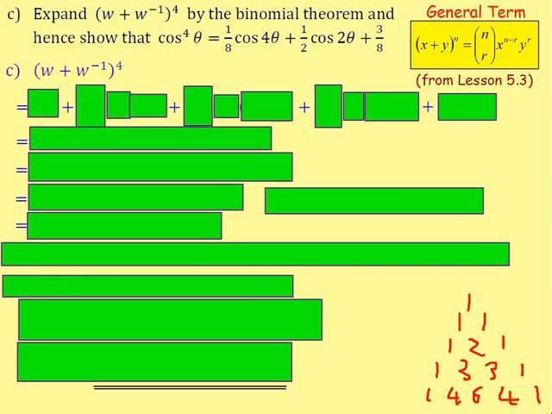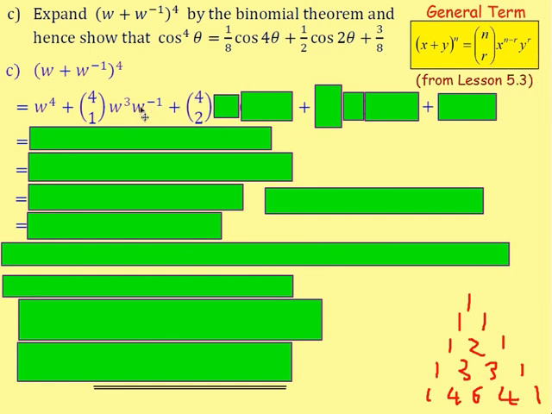So if you expand that, you will have 1 times w to the power of 4, and w to the power of negative 1 to the power of 0, which would just be times 1, so we're not writing it. Then we'd have 4, writing it out with the binomial coefficients. So we'd have 4, 1, and then w to the power of 3, and then w to the negative 1 to the power of 1.